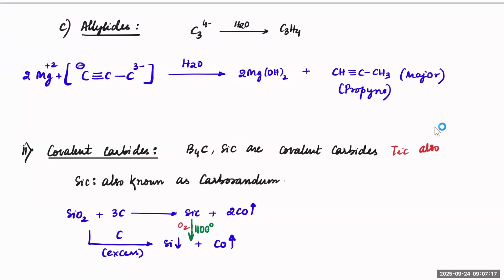Next one is allylides, C3 4 minus. If you hydrolyze it, it will convert into C3H4, which will look like this, propyne form. So this carbon having 3 minus, this carbon having minus, and on hydrolysis we'll get 3 hydrogens here and 1 hydrogen here. So this will become propyne.